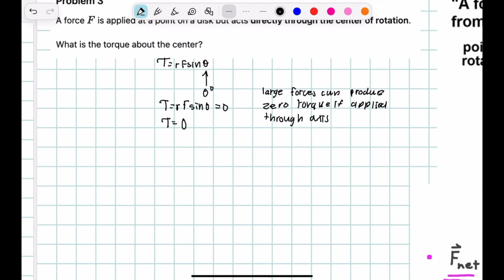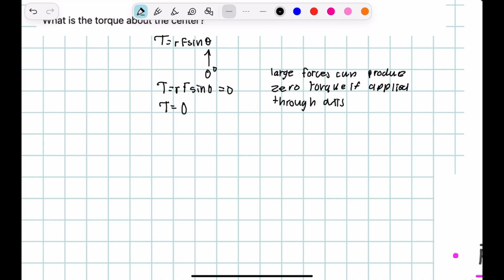Torque causes rotation, not force alone. Lever arm matters more than the force size. Perpendicular forces give maximum torque. Forces through the axis give 0 torque, and always track the torque direction.